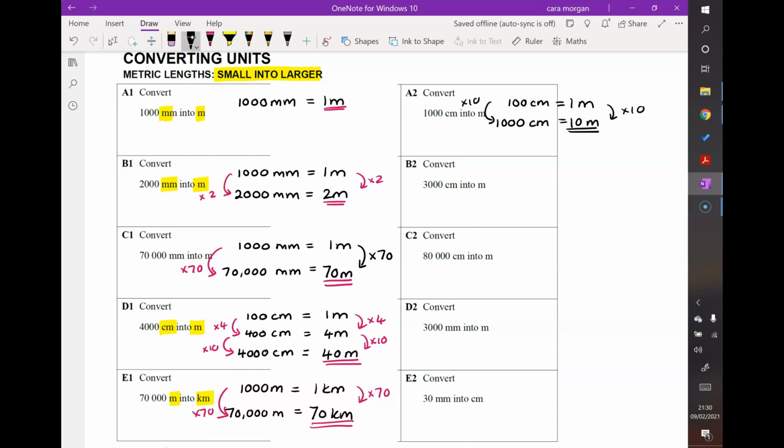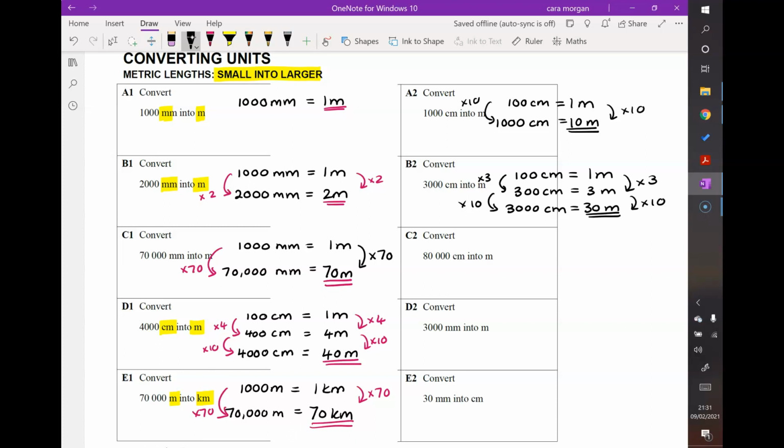Right, the next one is about centimetres and metres again. 100 centimetres is 1 metre. I might do 300 centimetres just to show you that's 3 metres because it's 3 times as big. And 3,000 centimetres must be 10 times bigger than that. So I've got 30 metres. Remembering that what I'm doing to one side, I'm also doing to the other. If you like this method, the arrows are just great.